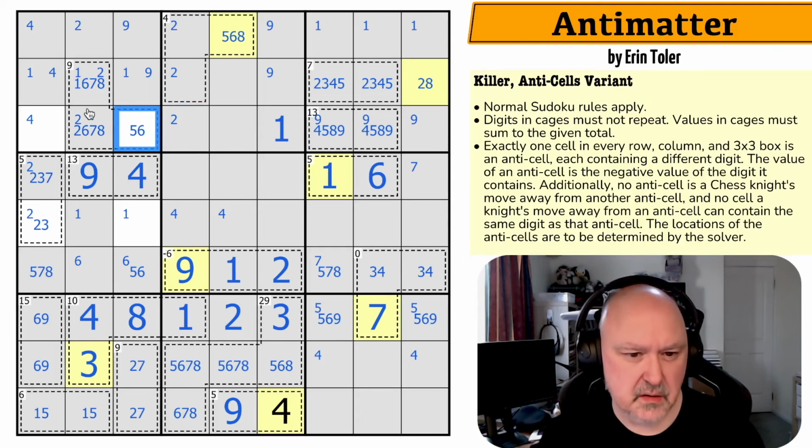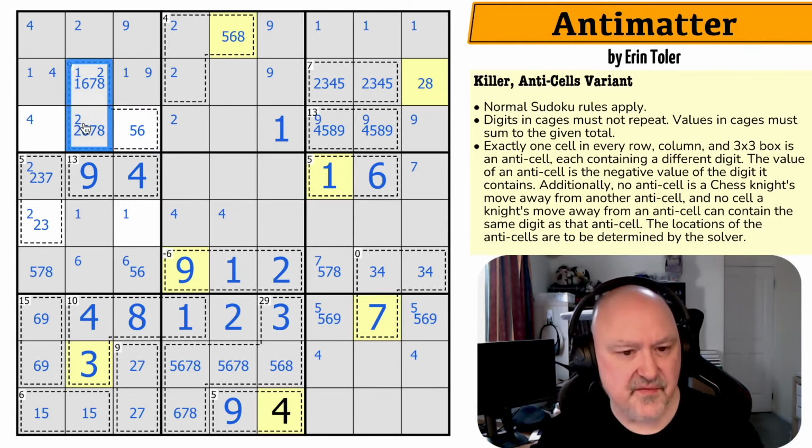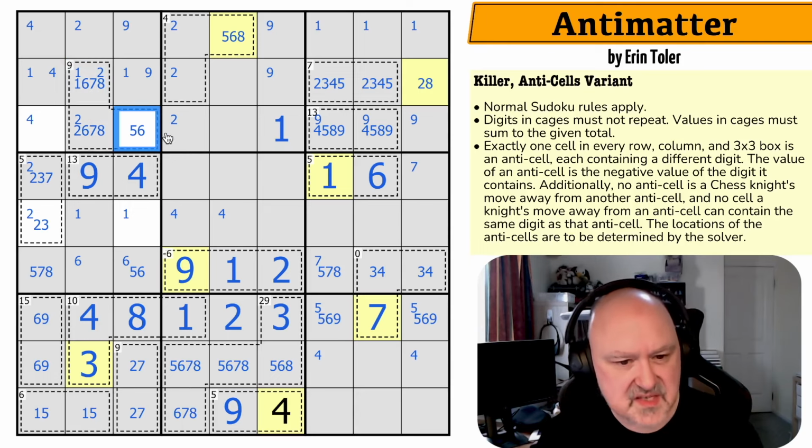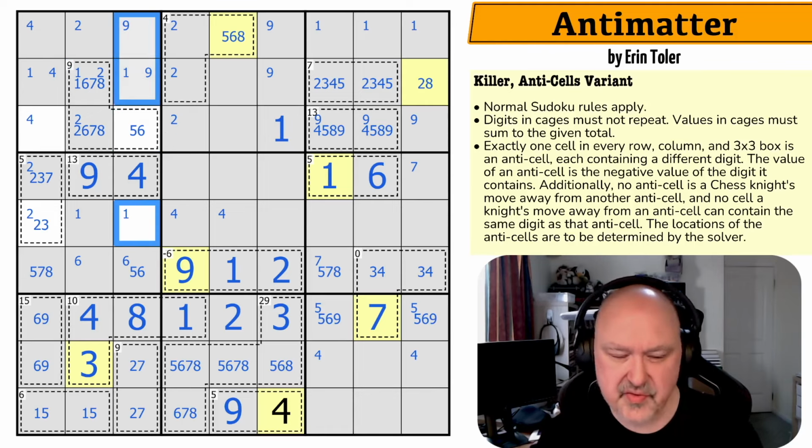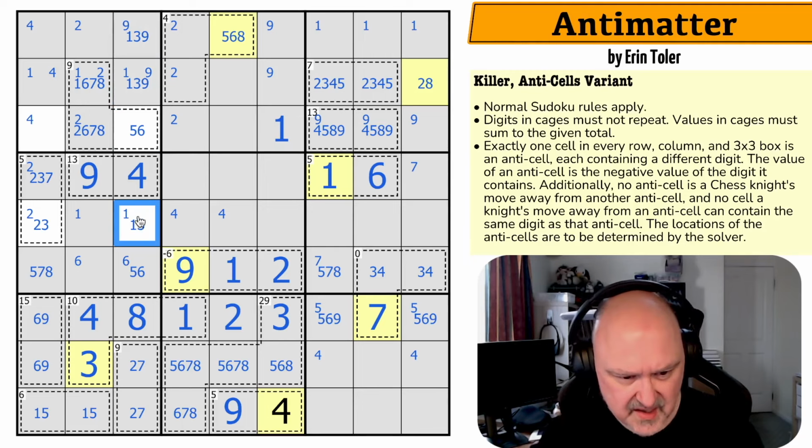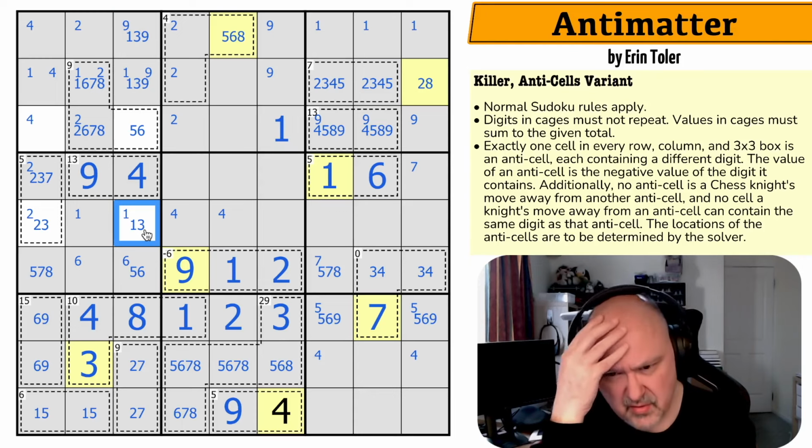That's really weird. So there has to be a 5 or a 6 in this cage, and either way, if this is a 5 anti-cell, I can put a 6 here. Otherwise, this has to be a 5 or a 6. This is a 5 or a 6 either way, and I don't think that's very elegant. This is 1, 3, 9. There's no 9 there. I don't know how I go from here, though.